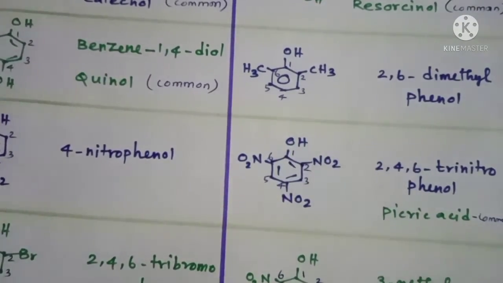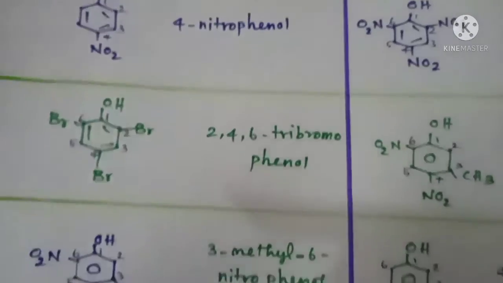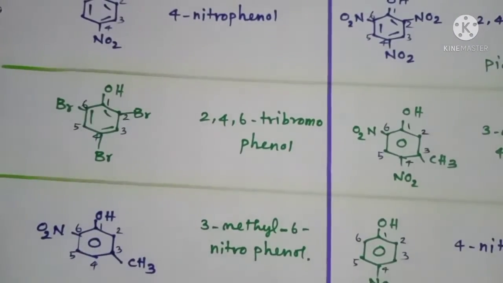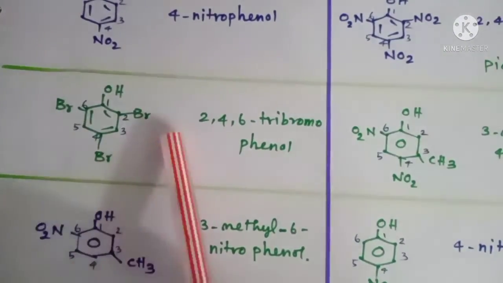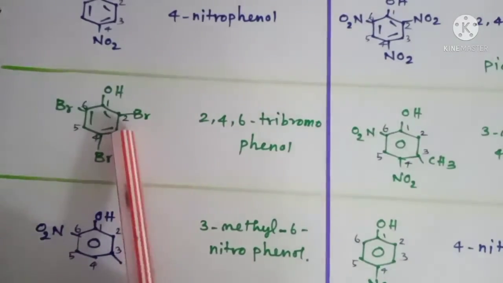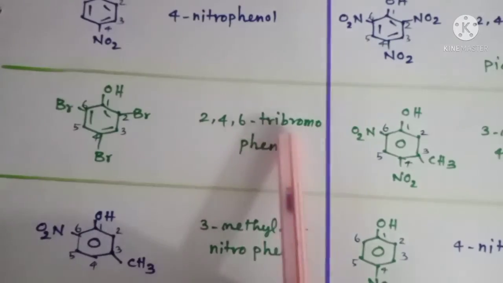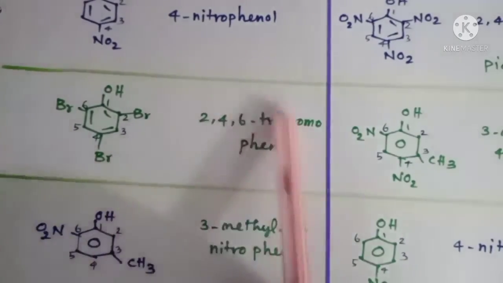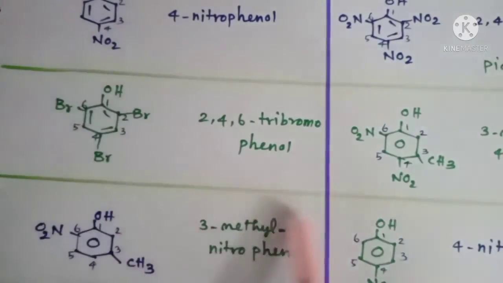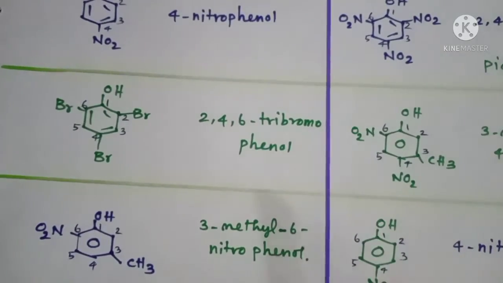Okay, right. So look at the next compound. A phenolic compound in which there are 3 bromine atoms, isn't it? Right. So bromines are attached at carbon numbers 2, 4 and 6. So that is 2,4,6-tribromophenol. That is the IUPAC name of this compound, isn't it? Right.